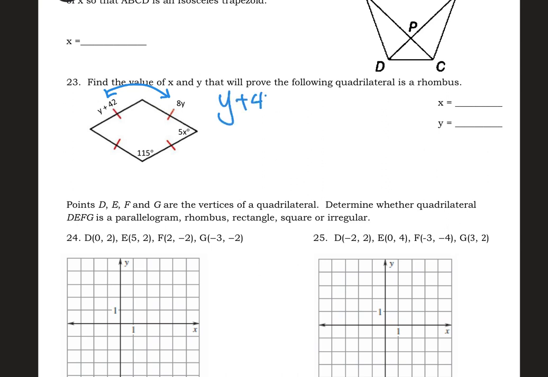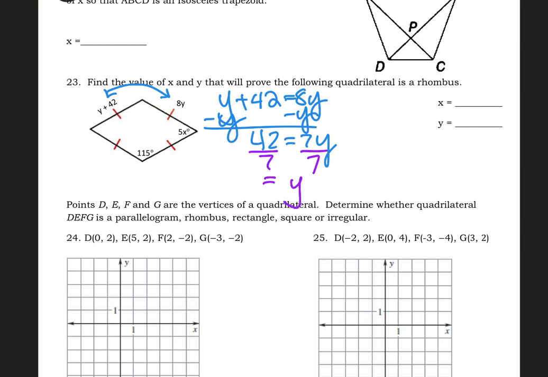Y plus 42 equals 8Y. All right, let's subtract the Y from both sides. 42 is equal to 7Y. All right, let's divide both sides by 7. So your Y is equal to 6.